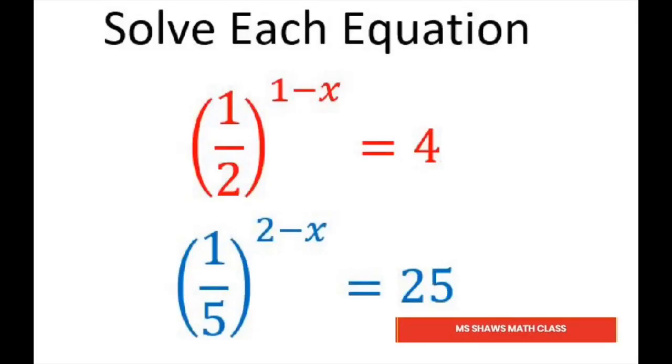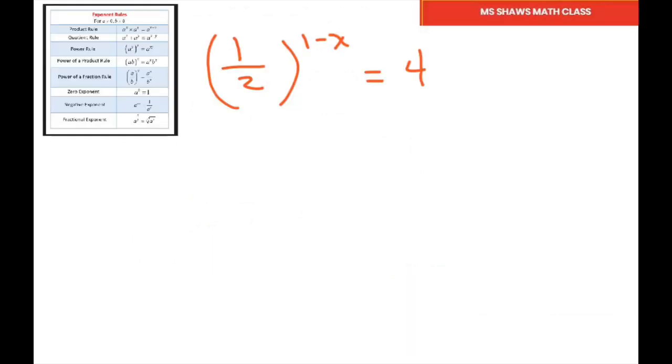Hi everyone, we're going to solve these two exponential equations. They're very similar, so you might want to watch me do the first one and then try to do the second one on your own and then check your answer. So let's get started. The first step is to make these the same base.